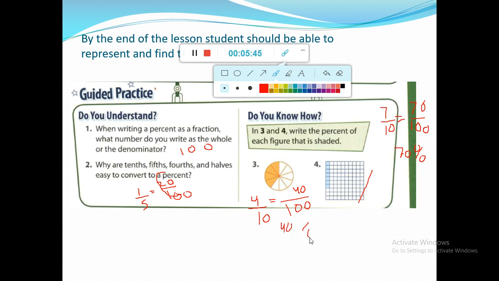Now, number 4, how many hundreds do we have? We have 7 hundredths, as we have said in the grids. The percent is the number of hundreds. So here it's easy. 7 out of 100, 7 hundredths. So it's easy to write it directly, 7%.